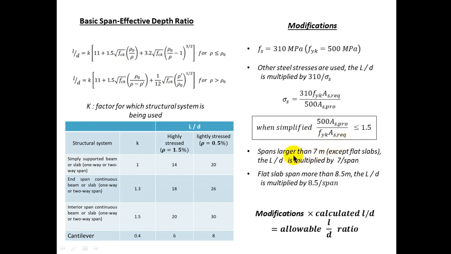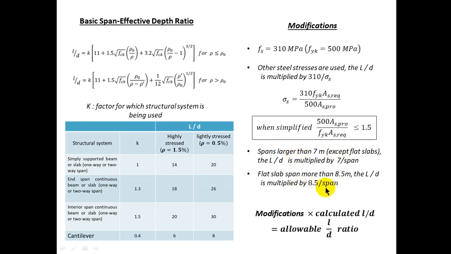And the second modification here will get my deflection increased. Because if I'm talking about spans larger than 7 meters, what happens to the deflection? It will increase, definitely. And the code puts this span at 7 meters. You will have to modify your L over D by multiplying by 7 divided by your span. Say your span is more than 7, say your span is 8 or 9 or even 10. So 7 divided by 8 times the L over D, the one you find here. This is true for the beams and solid slabs.